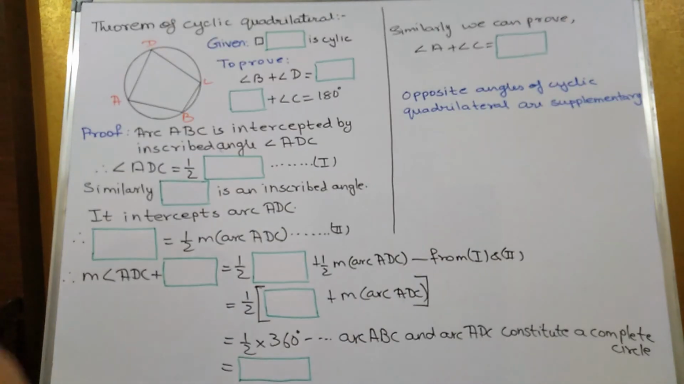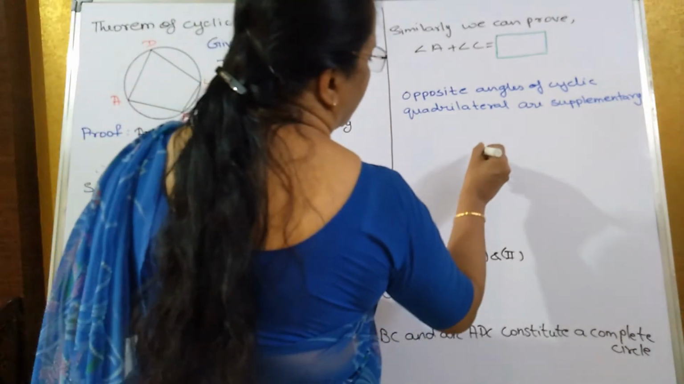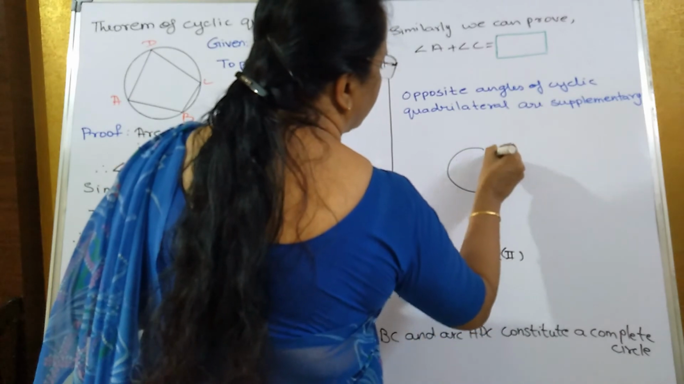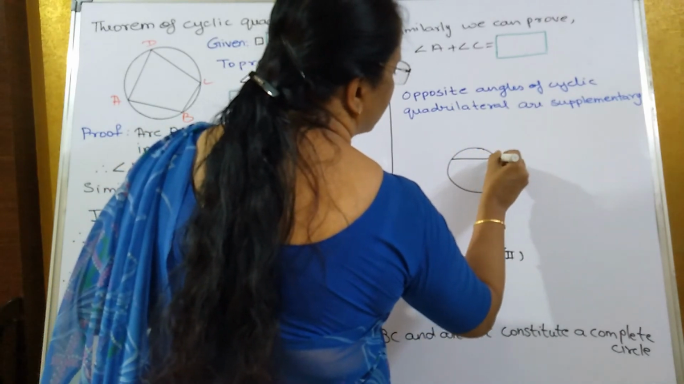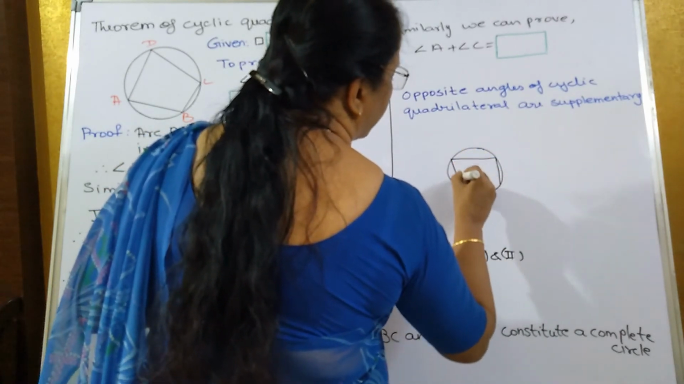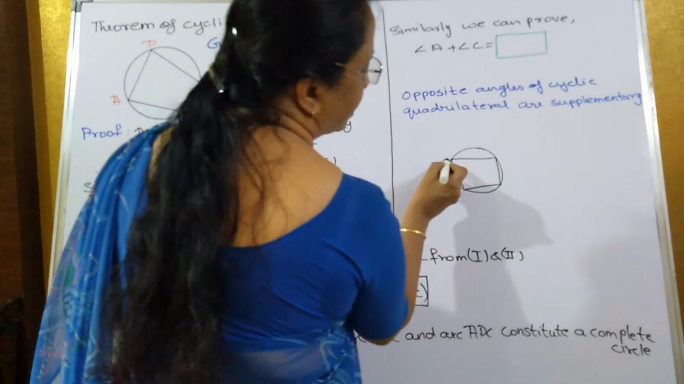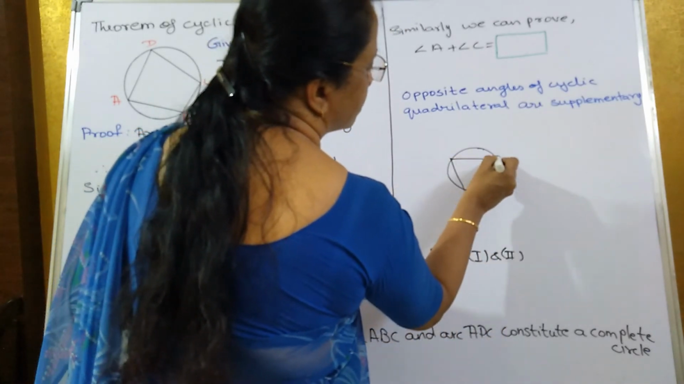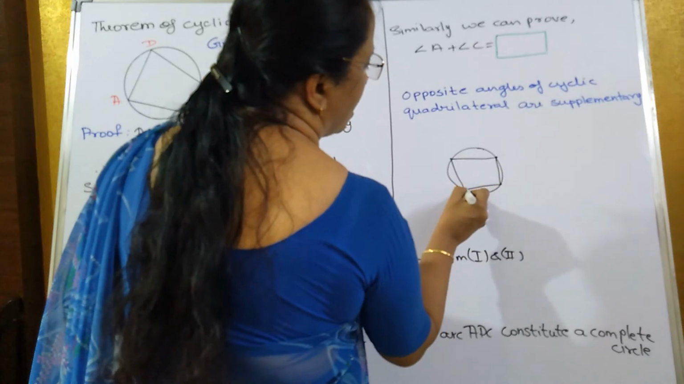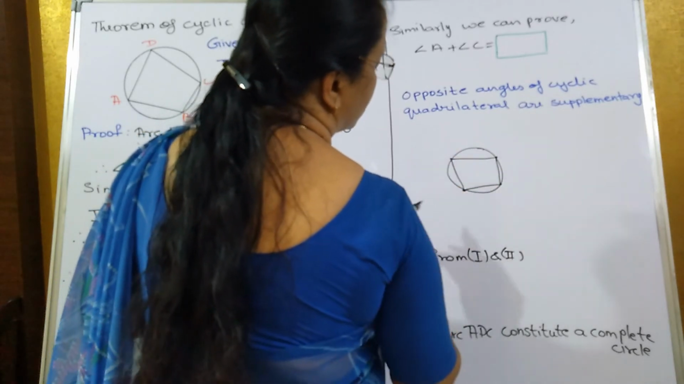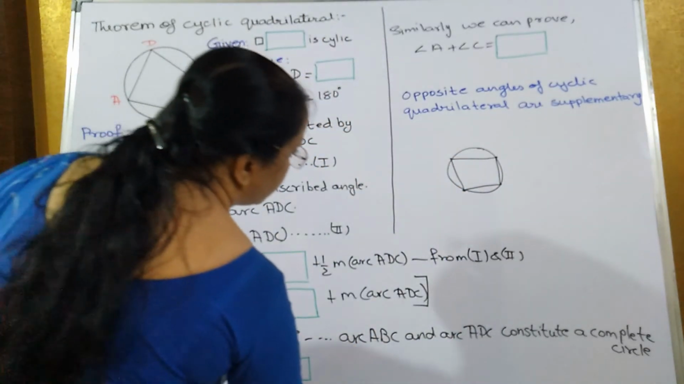Now theorem of cyclic quadrilateral. Now what is a cyclic quadrilateral? If all the vertices of the quadrilateral touch the circle, then it is said to be a cyclic quadrilateral. You can see this vertex, this vertex and this vertex, all the 4 vertices are touching the circle, then we say it is a cyclic quadrilateral.